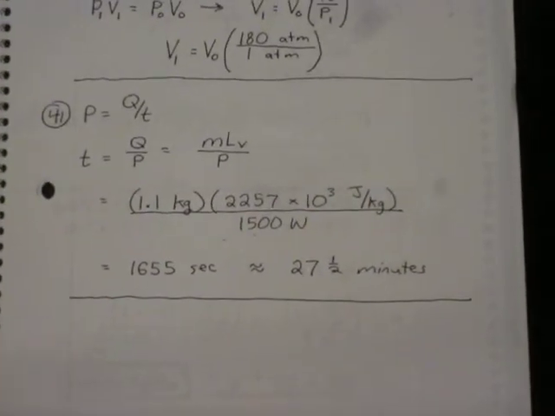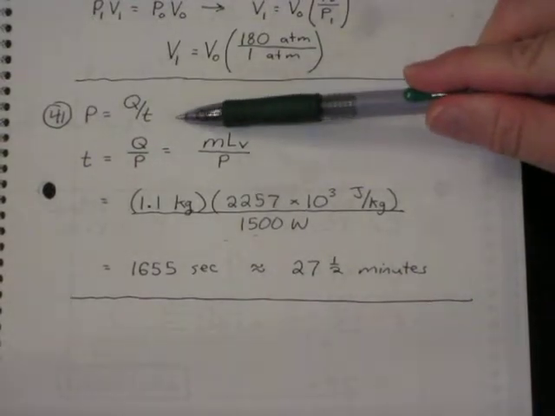Okay, now to the next problem. Number 41. A stove burner supplies heat to a pan at the rate of 1500 watts. Remember, that's 1500 joules per second. How long will it take to boil away 1 kilogram of water once the water reaches its boiling temperature? All right, the water's already at 100 degrees. We're just looking at the heat of transformation.